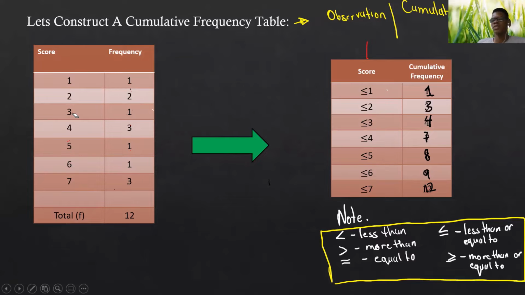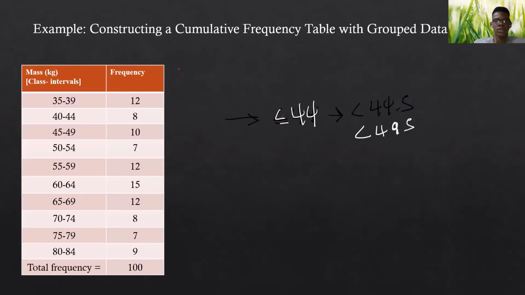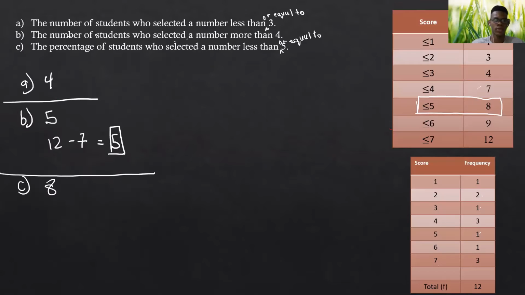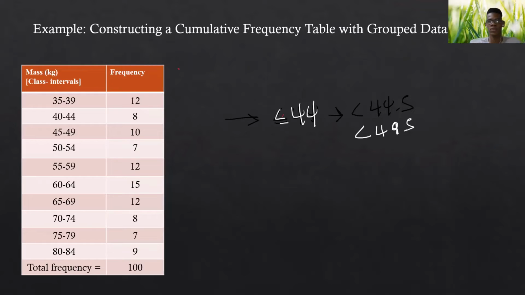Data frequency with group data is the same, but there's a caveat that we need to go through. So let's move on from that. This is using it to answer questions, but let's move on from that and actually go through constructing cumulative frequency tables for grouped data.